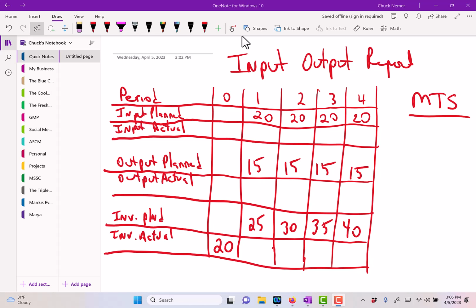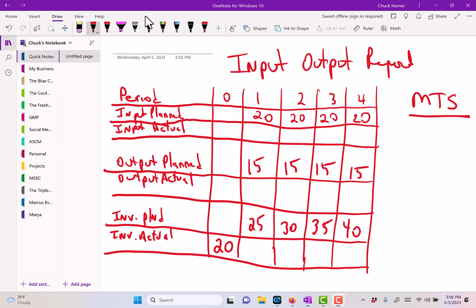Hi everyone, I had a request from a student to walk them through the math of the input-output report. This is a report that's used by a work center to manage what's going into the work center, what's going out of the work center, work in process or inventory, whatever you want to look at.